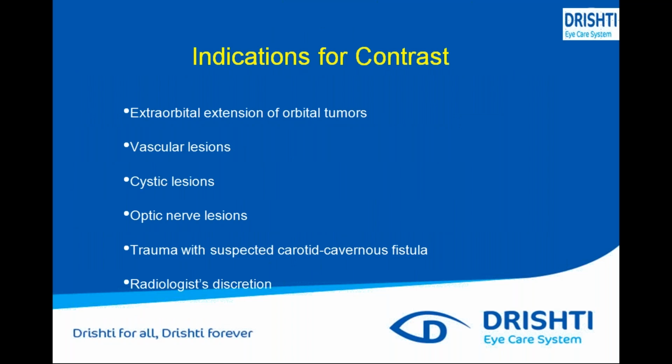So indications of contrast are extraorbital extension of an orbital tumor, vascular lesion, cystic lesion, optic nerve lesion, trauma with a suspected lesion, and radiologist disagreement. Sometimes the radiologists are also confused in diagnosis. In those cases, the contrast will be helpful.